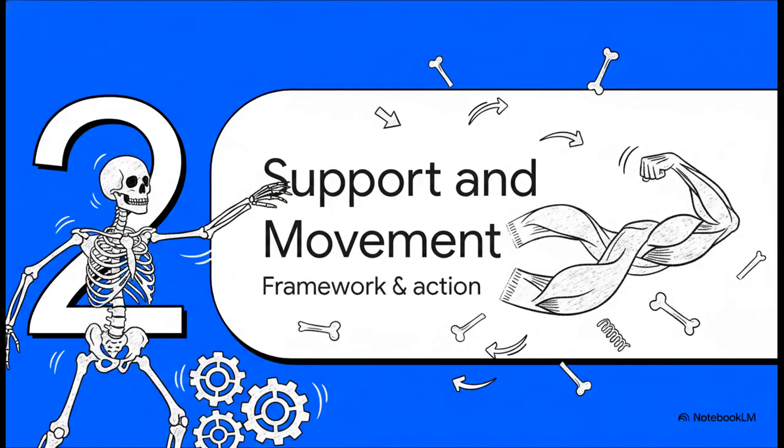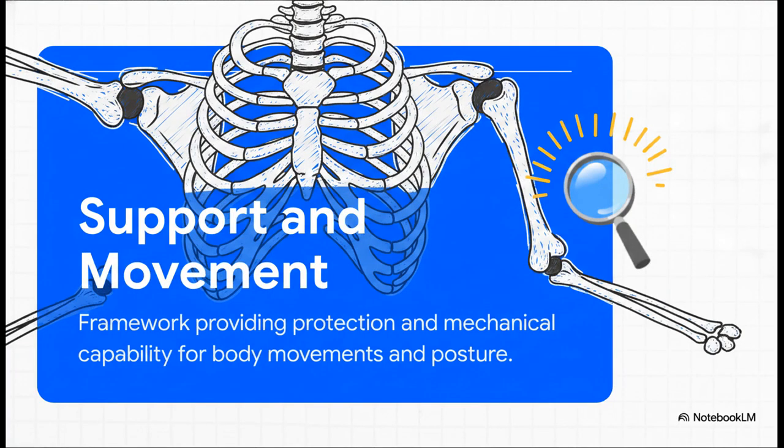Moving inward, we hit Group 2, support and movement. Basically, our framework and physical action. Think about it. Without this functional group, the organism would literally just collapse under the weight of gravity. It provides the rigid protection our delicate internal organs desperately need, like your skull shielding your brain or your ribcage guarding your heart and lungs. It also gives us the intricate mechanical levers required to translate energy into complex physical movements, and it's absolutely crucial for generating the internal body heat that keeps us alive.